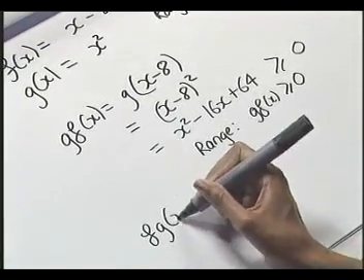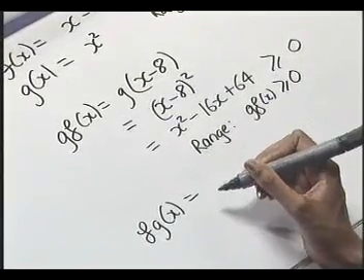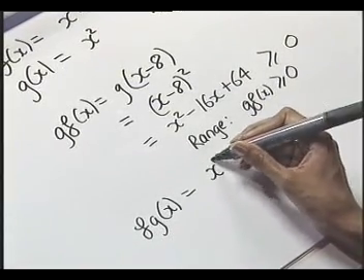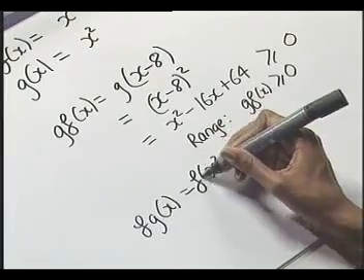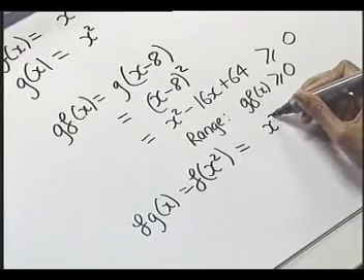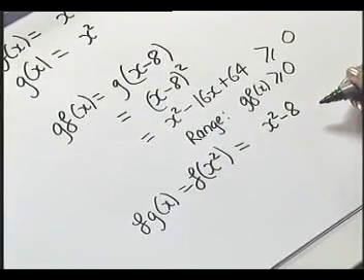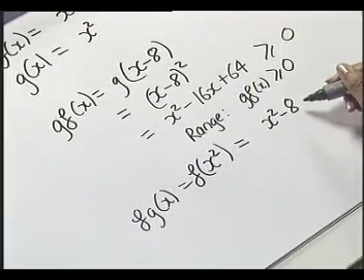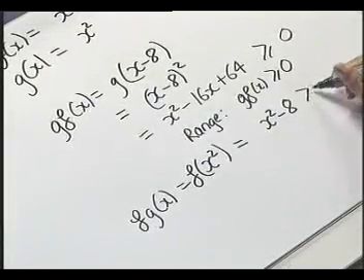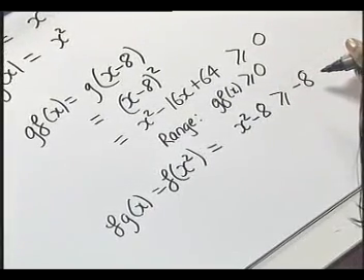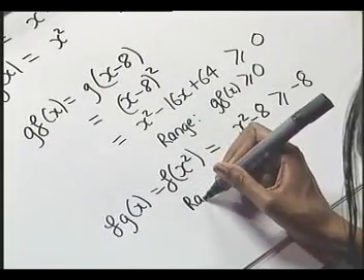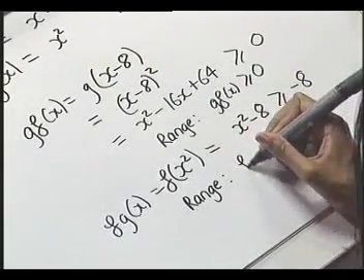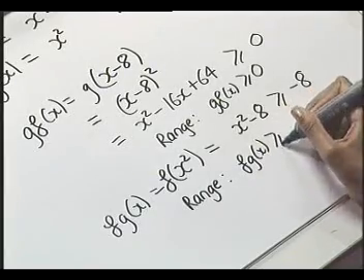Now let's look at what happens when we compose them the other way round. So this time f g of x. Well, again, g of x is x squared, and applying f to the whole of that gives us x squared minus 8. Now since g of x is greater than or equal to 0, and here we're taking away 8, this whole thing must be greater than or equal to minus 8. So the range is f g of x is greater than or equal to minus 8.